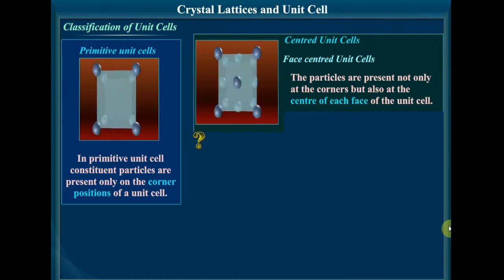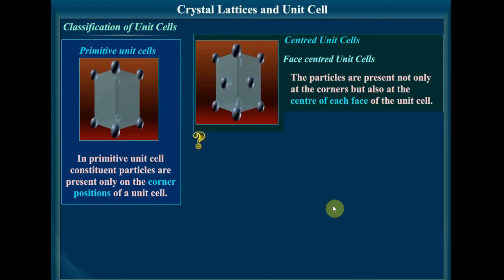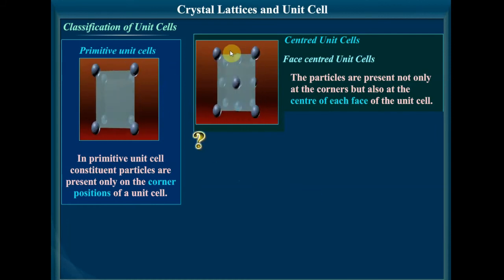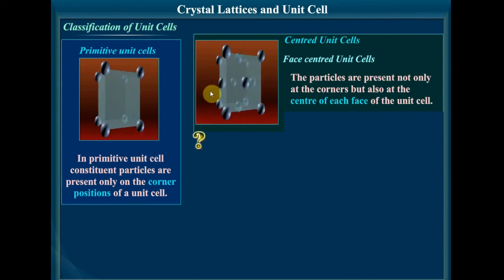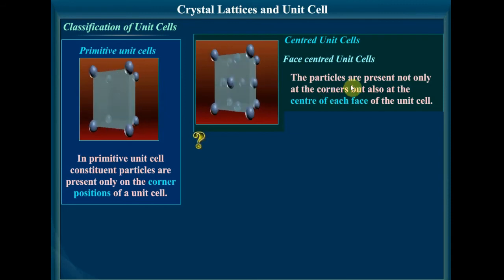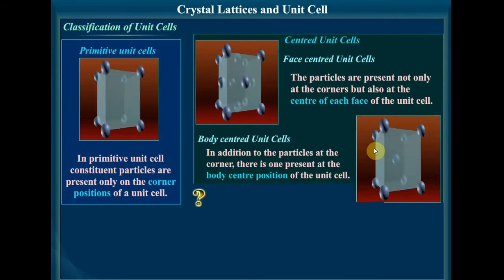The next type is the centered unit cell. Centered unit cells are divided into 3: face-centered unit cell, body-centered unit cell, and end-centered unit cell. The first one is the face-centered unit cell. A unit cell having lattice points at the center of each face, in addition to the lattice points at the corners. That is, there are lattice points at the corners, and also at the center of each face, and that is why it is named face-centered unit cell. So what is written here? The particles are present not only at the corners but also at the center of each face of the unit cell.